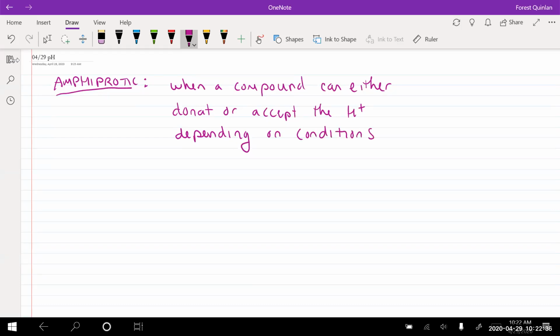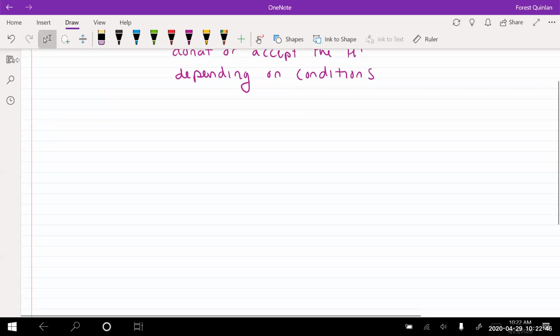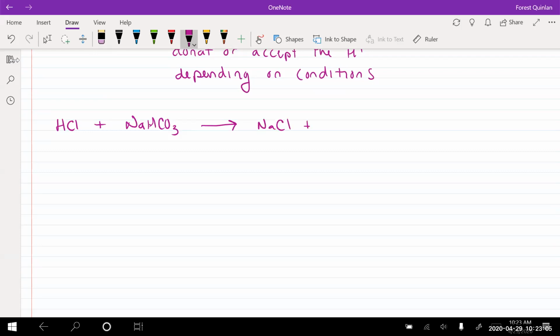Now there's plenty of compounds out there that will do this. They can either act as the acid, donating, or they can act as the base by accepting, depending upon the conditions they're in. I'm going to write down a couple of equations here. So I have HCl plus NaHCO3. This will make NaCl and H2CO3, which could be H2O and CO2 if you really wanted.